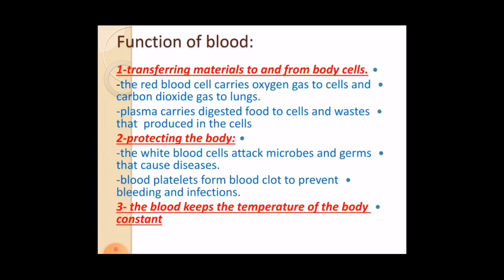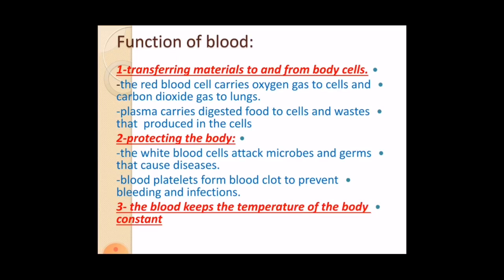We can summarize the function of the blood. Number 1, transferring materials to and from body cells. Number 2, protecting the body. Number 3, the blood keeps the temperature of the body constant.